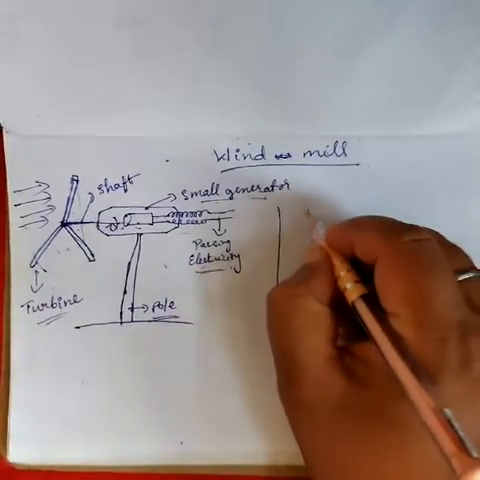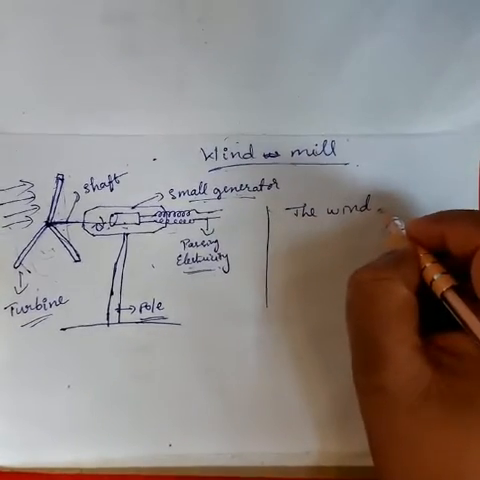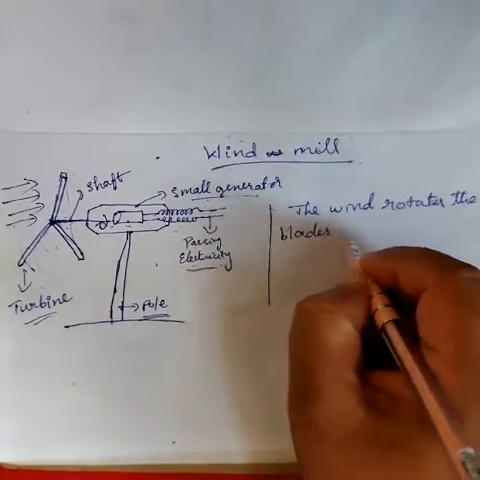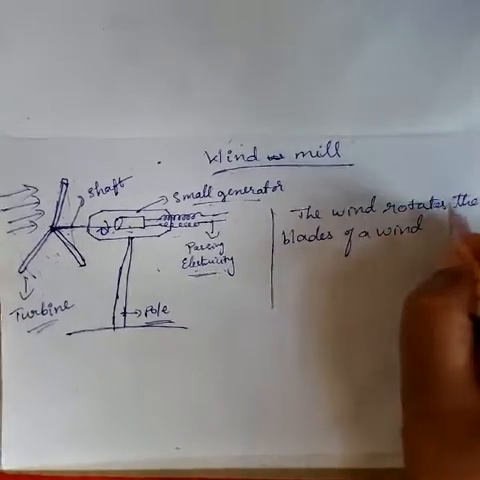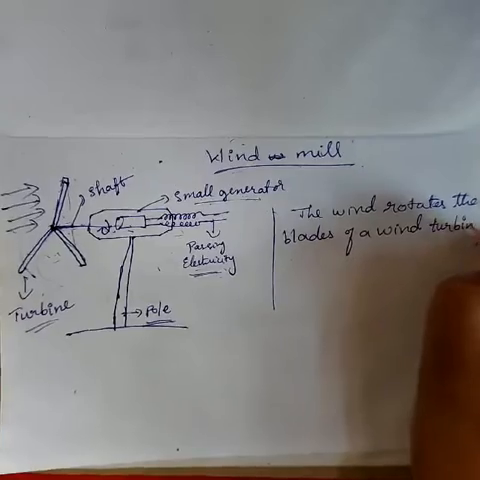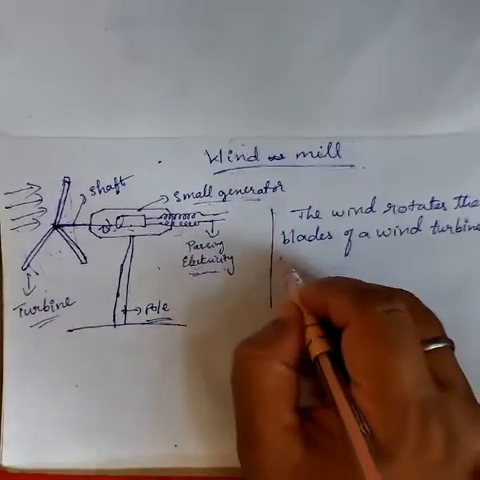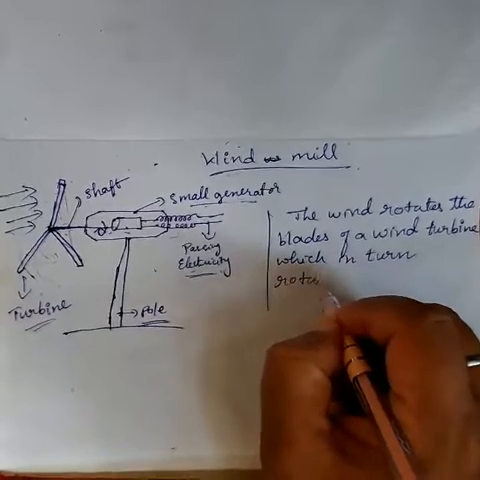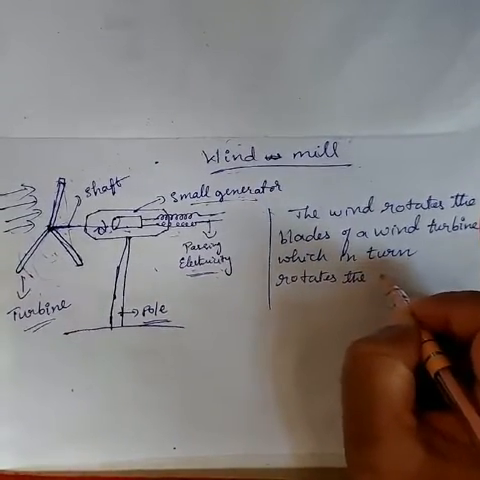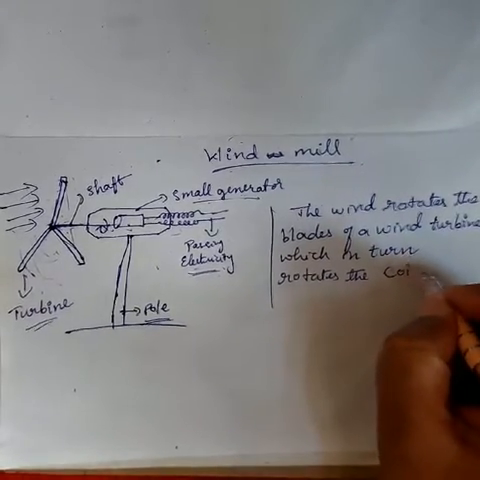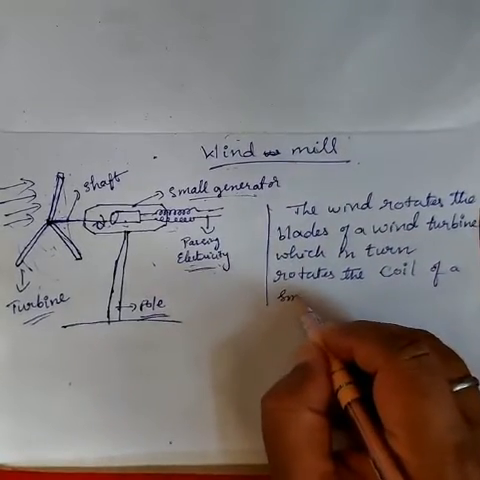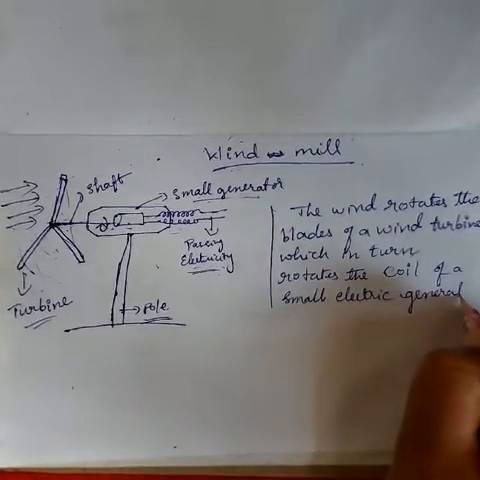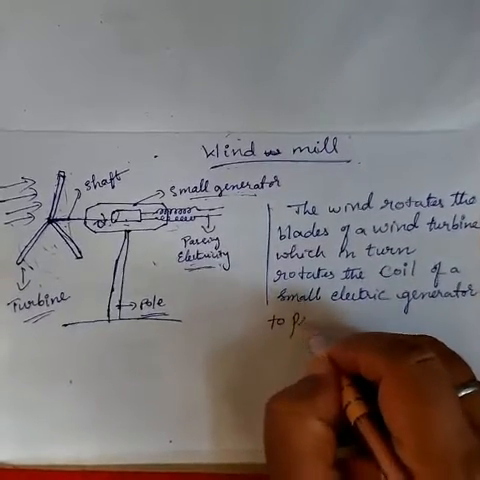So I write here: the wind rotates the blades of a wind turbine, which in turn rotates the coil of a small electric generator to produce electricity.